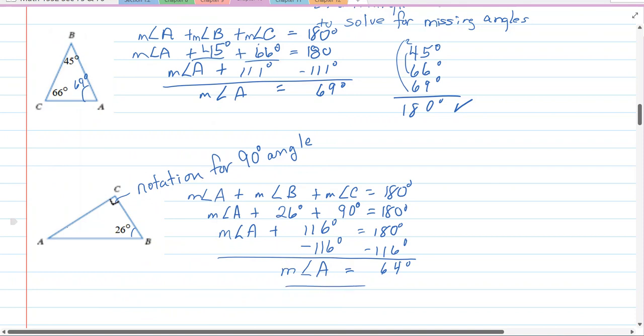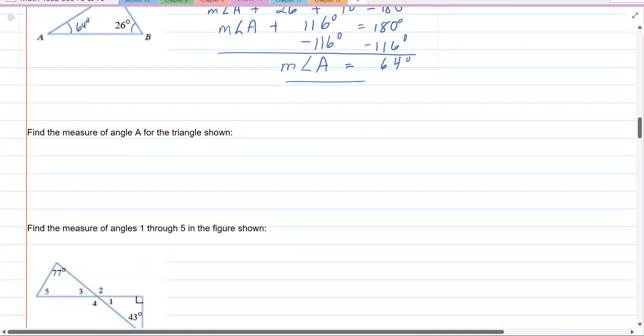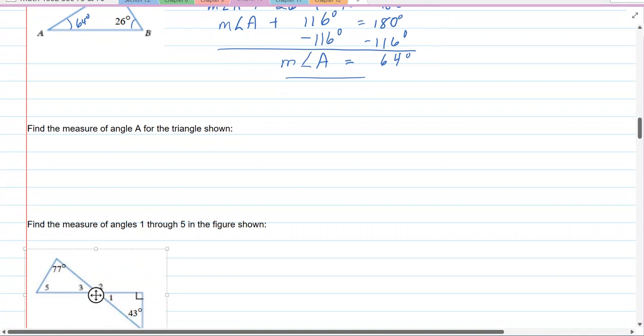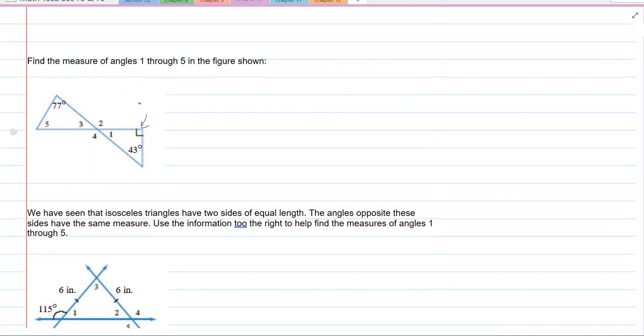So we know that angle A measures 64 degrees. And that is an acute angle. So all right, so find the measure of A of the one shown above. So we did that. Now, here we have something interesting. We have two triangles. One of them has a right angle, so we know that's 90 degrees, and a 43 given for the other one, and angle 1 we don't know.